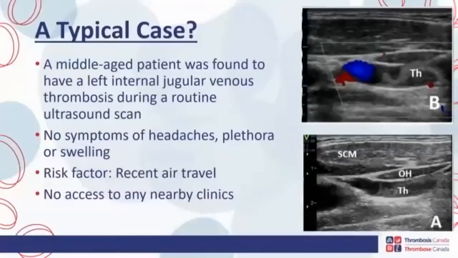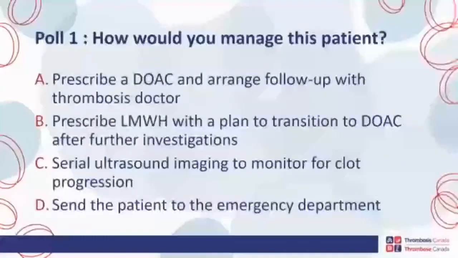I'm going to do a poll in the audience to see what you would do. I'll read the options out, and maybe have a show of hands. A, you would prescribe a DOAC and arrange follow-up with a thrombosis doctor. Okay, we got one, two. B, prescribe a low molecular weight heparin with a plan to transition to a DOAC after further investigations. Okay, maybe a few. C, serial ultrasound imaging to monitor for clot progression. Okay, I got a few. And D, you'd send the patient to the emergency department for more tests.